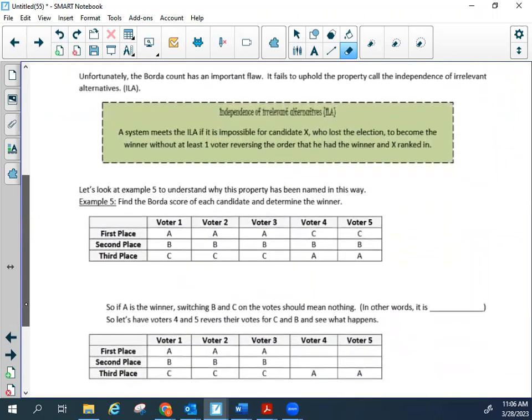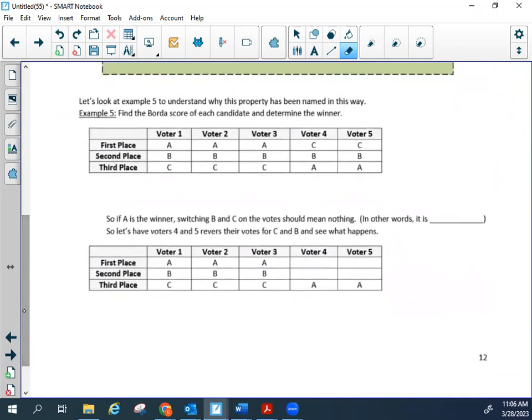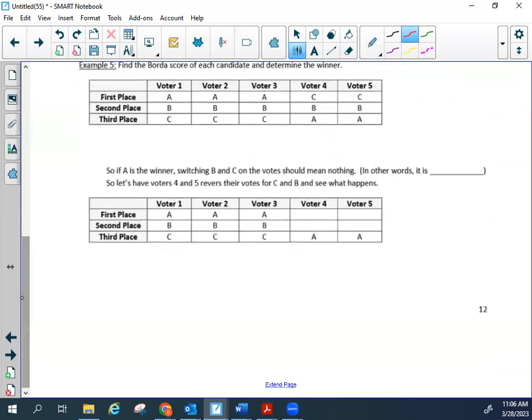Okay, unfortunately, Borda count has an important flaw. It fails to uphold the property called the independence of irrelevant alternatives. Here's what that means. Let's look at example 5 here and see if we can't find the winner. I'll have my score for A, my score for B, and my score for C. Voter A, if I count the boxes below, 1, 2, 3, 4, 5, 6, and those are at the bottom. Voter B, below B is 1, 2, 3, 4, 5.